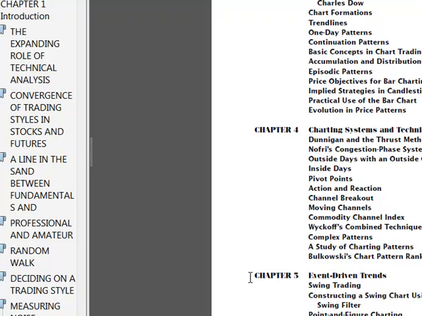We also move into chapter 5 here, which talks about swing trading. It's a really good description of that. Event-driven trends, how to program those, point and figure charting, and the end day breakout.